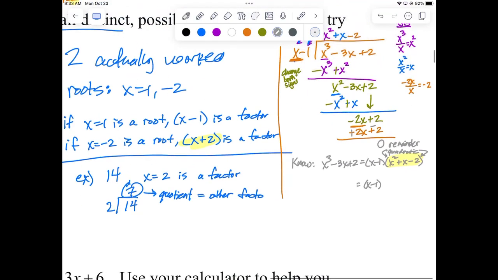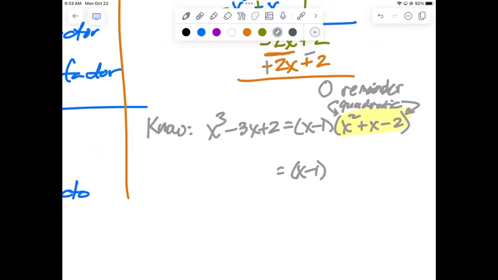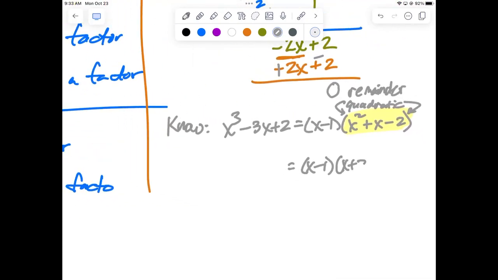What's one of the factors? It should be one of the remaining factors that we know. X plus 2. What's the other one? X minus 1. Ah! This is really x minus 1 squared times x plus 2.